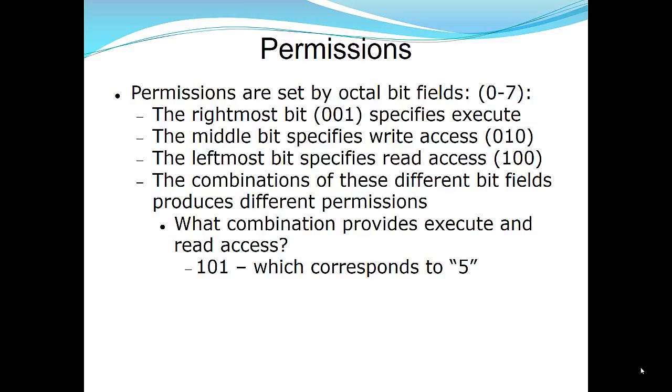The combination of these different bit fields produces different permissions. So let's ask the question, what combination provides execute and read access? Well, that would be 101. The leftmost bit being 1, the rightmost bit being 1 for execute. So this is a combined value of 5.